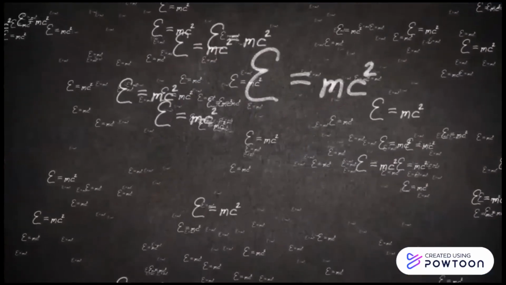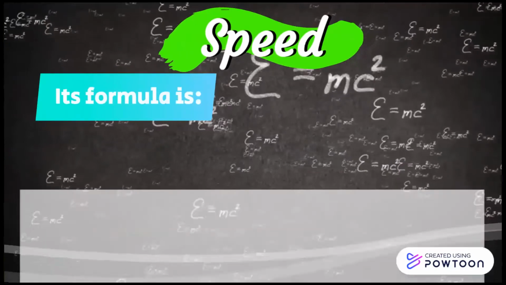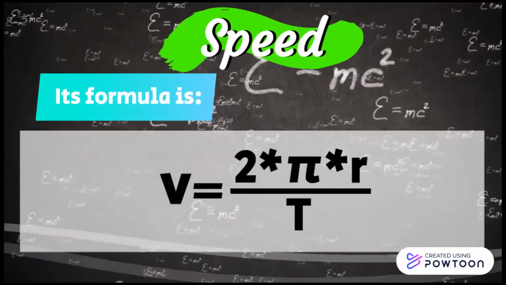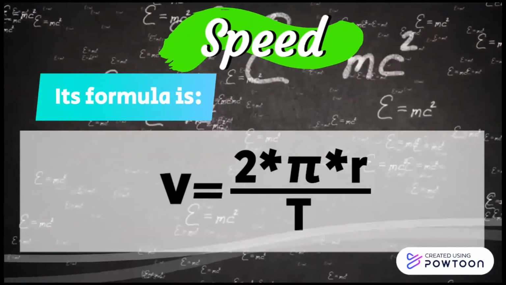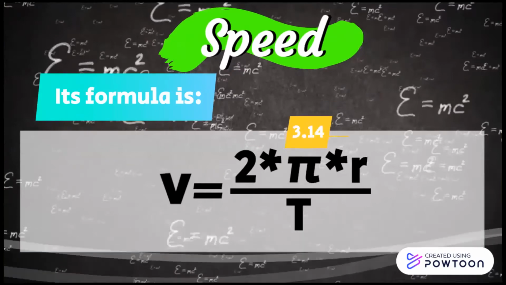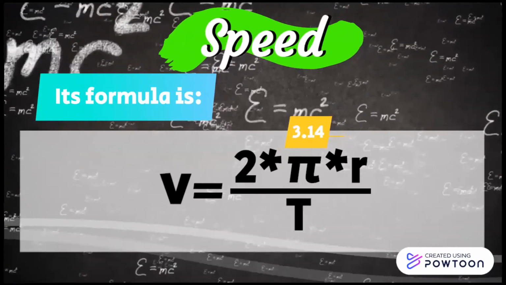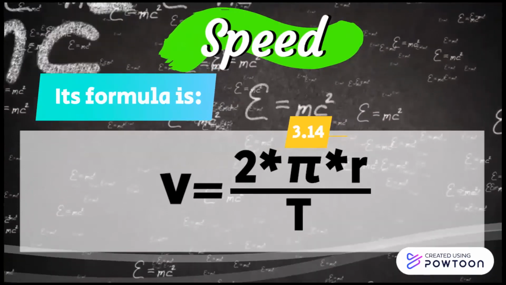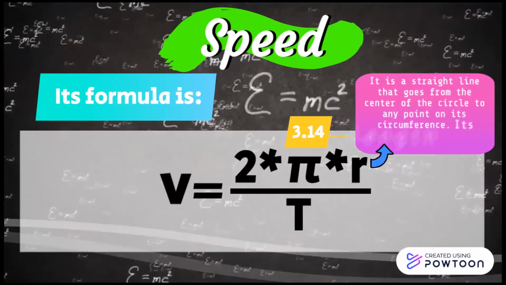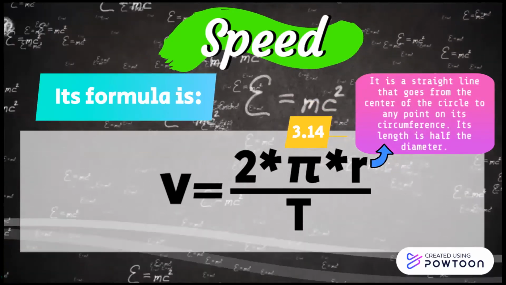The next characteristic is the speed. The formula to measure the magnitude of the speed is speed, represented by a lowercase v, equal to 2 times pi, that we're going to take as 3.14, times the radius over the period. And the radius, represented with a lowercase r, is a straight line that goes from the center of the circle to any point on its circumference, and its length is half of the diameter.